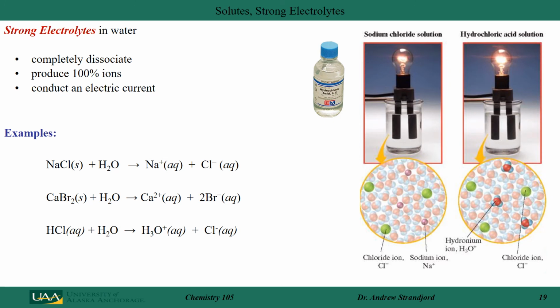Let's look at the chemical and physical characteristics of an electrolyte, which we would consider to be a strong electrolyte. Strong electrolytes typically completely dissociate into ions. In other words, they produce 100% ions, and they conduct electricity. For example, sodium chloride, calcium bromide, and hydrochloric acid completely dissociate in aqueous water. They form 100% ions, so those are considered strong electrolytes.